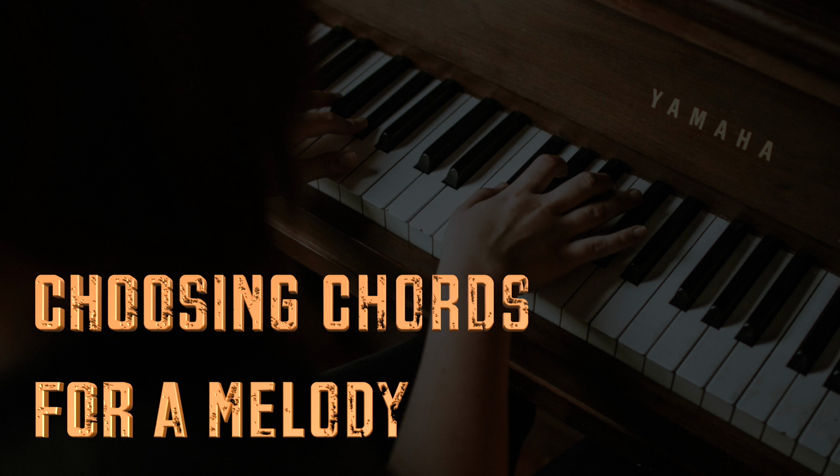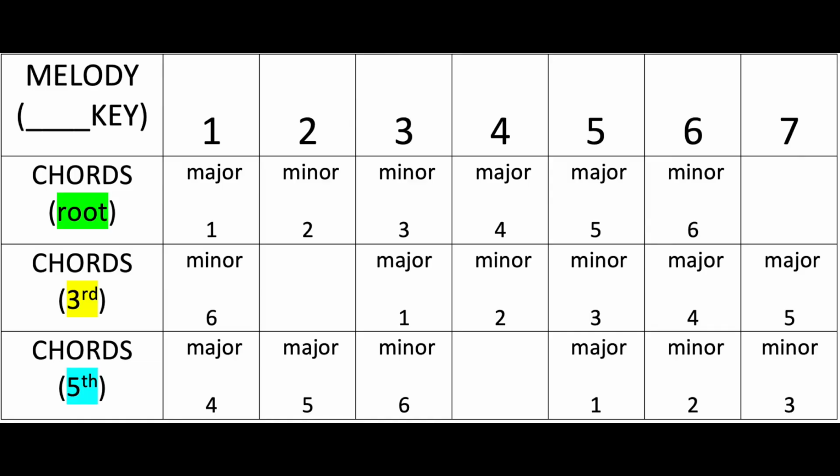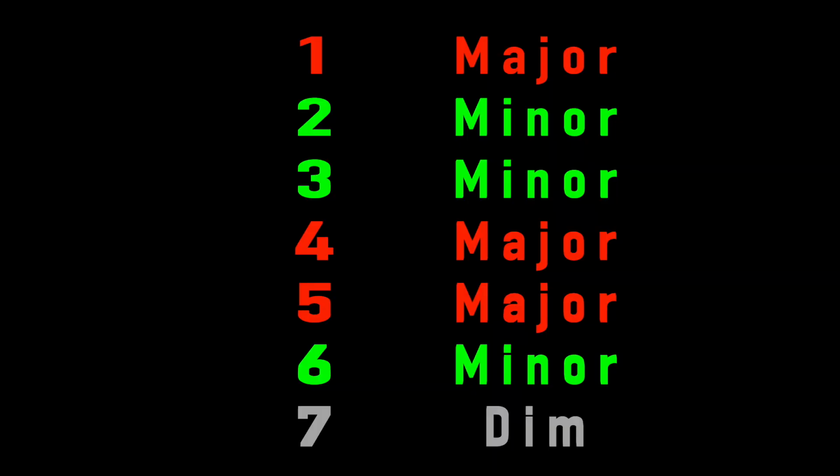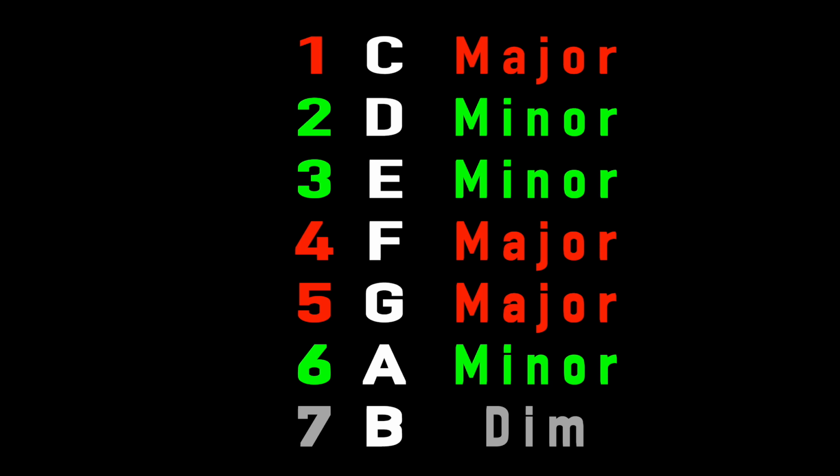In this lesson, we're going to learn to create a chord progression for a melody using major and minor triads. It would be easier to use this system if you know the key signatures and the scales. Firstly, put the numbers from 1 to 7 and write the quality of the chords in front of the numbers. Then add the scale notes in the middle. This will also show all the major and minor chords in the key.